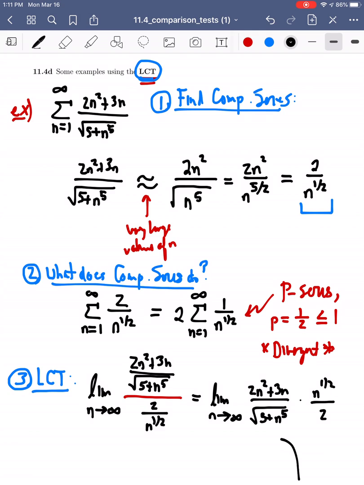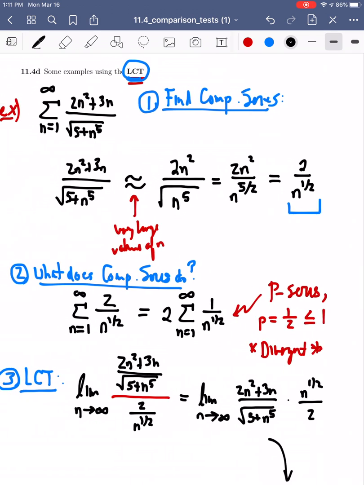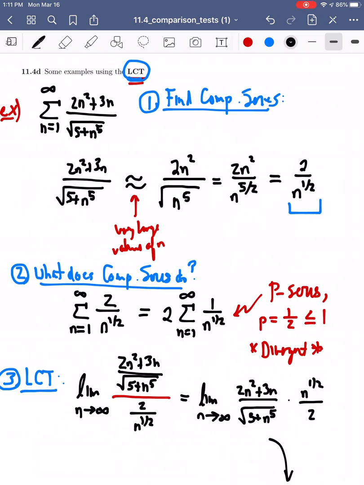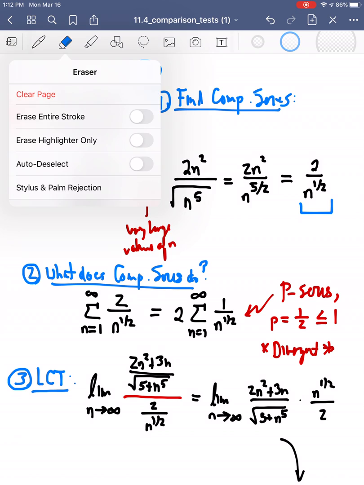Let's continue this on the next page. Okay, there's no next page. Let's just delete this page.